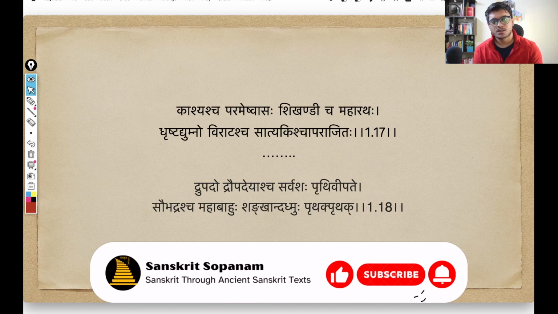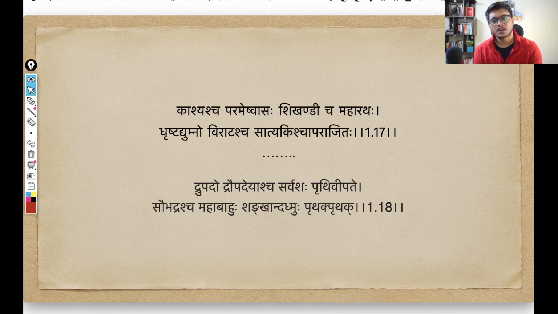Kasyascha Parameshwasah Shikhandi cha Maharatha Dhrishtadyumno Viratascha Satyakischa Parajitah, द्रुपदो द्रौपदेयाश्च सर्वशस्पृथ्वीपते सौभद्रश्च महाबाहुः शंखान् दध्मुः पृथक् पृथक्.